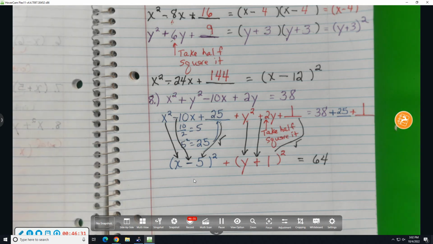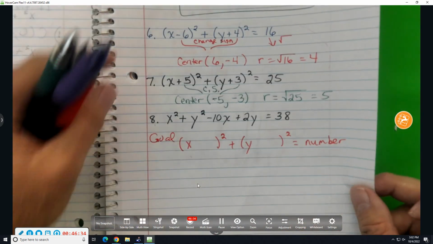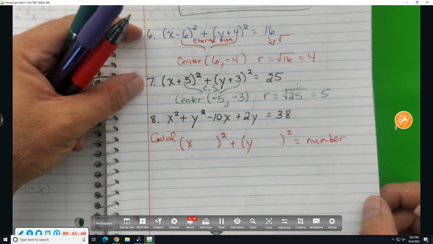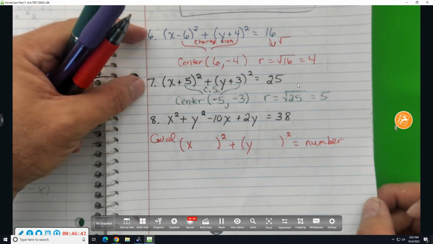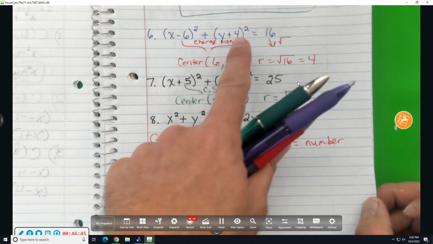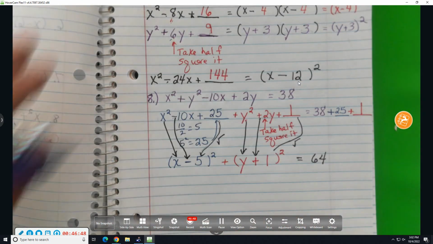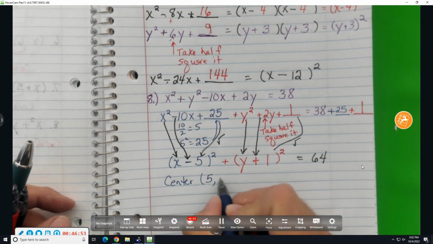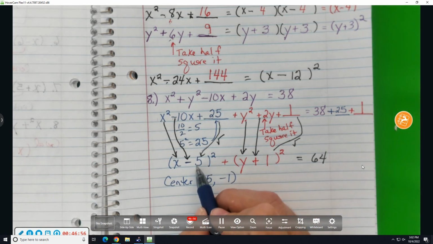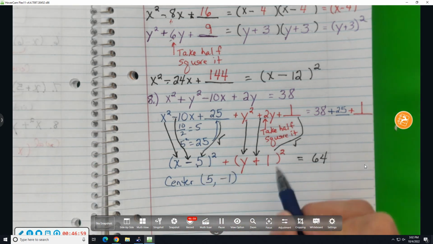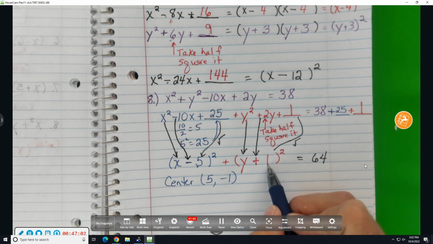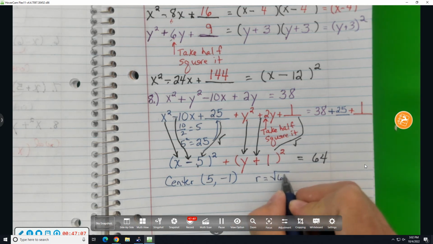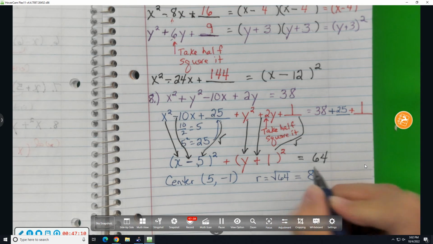Is it clear what our goal was? The goal was to try to make it look like these two problems here. If it's written in that center radius form with the parentheses, change the sign, square root. So what's the center going to be here? 5, negative 1. Change the sign of the number in the parentheses with x. Change the sign of the number in the parentheses with y. And what's the radius going to be? The square root of 64 is 8.